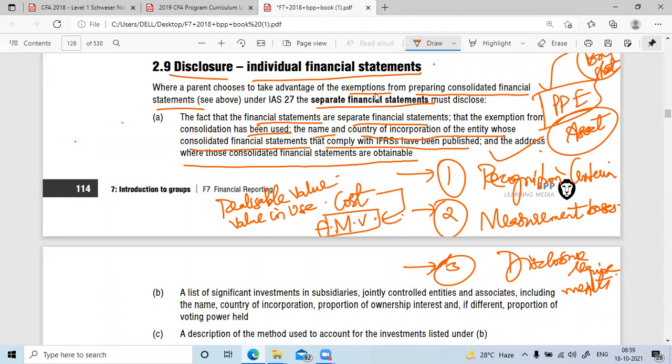The fact that the financial statements are separate financial statements, that the exemption from consolidation has been used, that means you have used that special clause of exemption. The name and the country of incorporation of the entity whose consolidated financial statements that comply with IFRS have been published, that you should disclose. And whether you are complying with IFRS or not, you have to show. And the address where those consolidated financial statements, if at all they make it, are obtainable, that you should disclose.